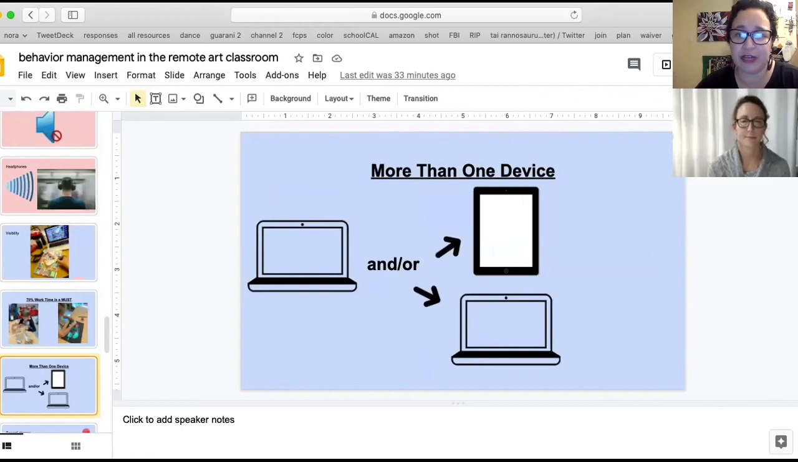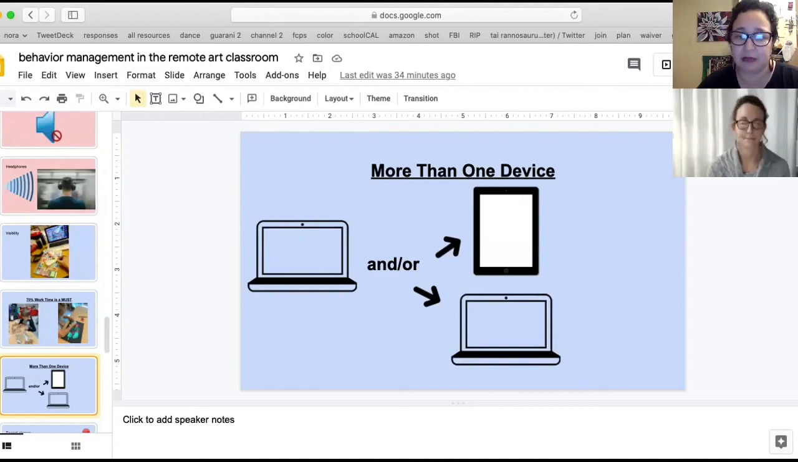One huge recommendation is definitely having more than one device. In my case, I use a computer and an iPad. The iPad turns into my document camera. You may have a computer and a document camera, or two computers. Some people do have two computers and an iPad or document camera. So there's all kinds of combinations, but whatever works for you. I also have my phone in case of emergencies.